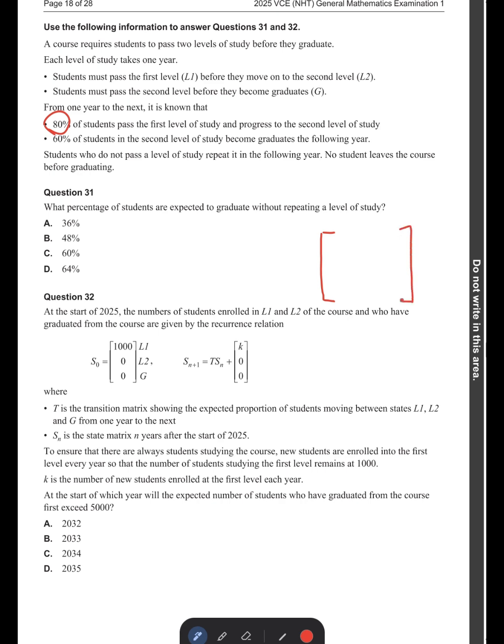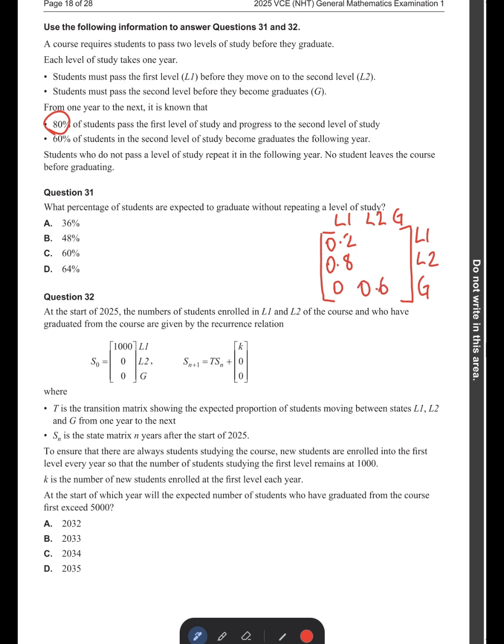I'm just going to start by trying to put this in my matrix. Level 1, level 2. I'm just going to say graduates there. Level 1, level 2, graduates. Because you've got to get from level 1 to level 2 and then graduate. So 80% of students move from level 1 to level 2, which means 20% don't, but you also can't go from level 1 to graduate. So graduates is going to be 0. Now, 60% of students in the second level become graduates. So second level to graduates is 60%, so 0.6.